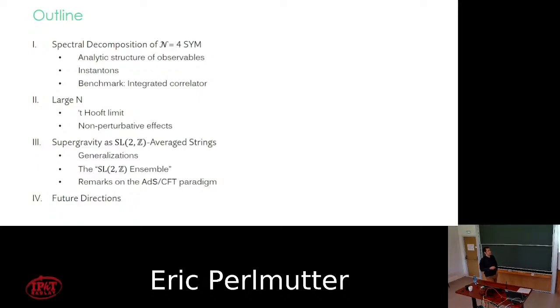And one benchmark for everything we say that will be really useful is a certain four-point function integrated over spacetime that was studied recently by Dorigoni, Green, and Wen. We've had a couple of talks about this in the past year in the Paris area. That'll be a really nice example of what we're saying. And this technique will also reveal that this observable is even more simple and special than we thought before. Then we'll talk about large N, transitioning to supergravity, making some fun comments, and then concluding.